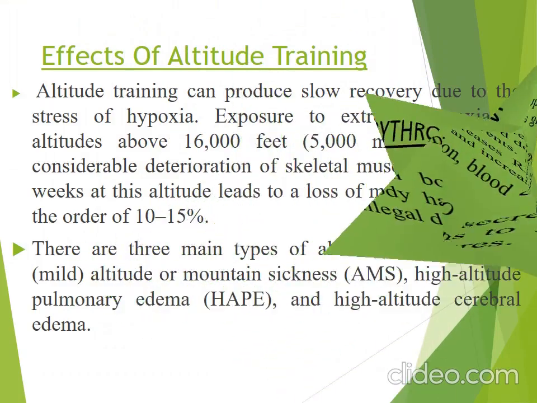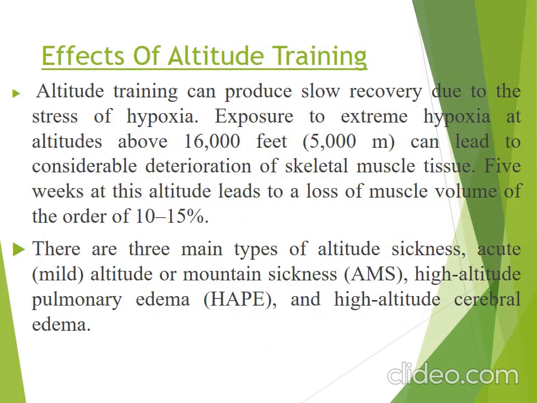The next one is effects of altitude training. Altitude training can produce slow recovery due to the stress of hypoxia. Exposure to extreme hypoxia at altitudes above 16,000 feet, that is 5,000 meters, can lead to considerable deterioration of skeletal muscle tissues. Five weeks at this altitude will lead to a loss of muscle volume of about 10 to 15%.